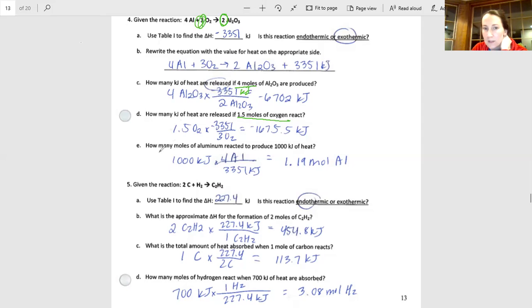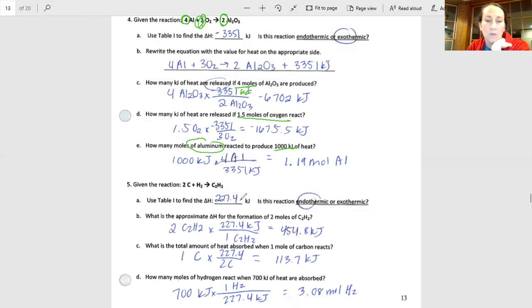And then this one is backwards. I didn't teach you how to do this one. So you have 1,000 kilojoules of heat right here. And I need the unit to cancel, so I'm going to put kilojoules on the bottom. So this is kind of like the reverse of what's happening in letter C and D. So the kilojoules goes on the bottom. And then it's asking you for moles of aluminum. So then I went up to here and I looked. The formula has a 4 aluminum, so it's just 1. 0.19 moles of aluminum.